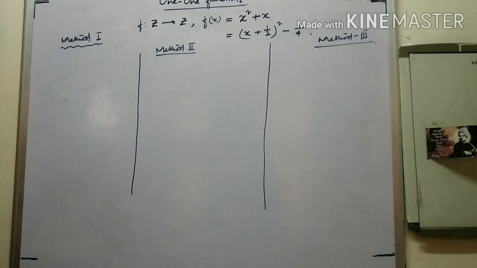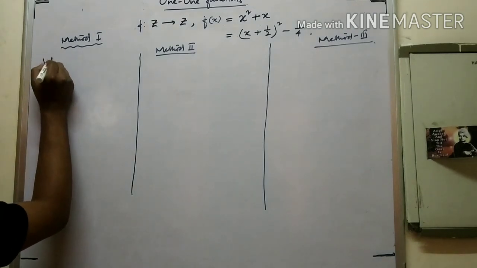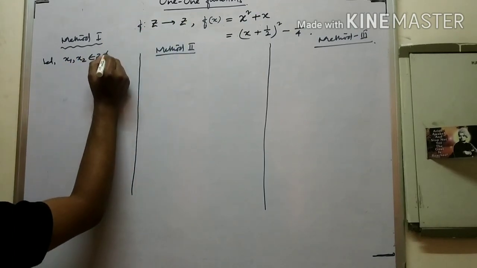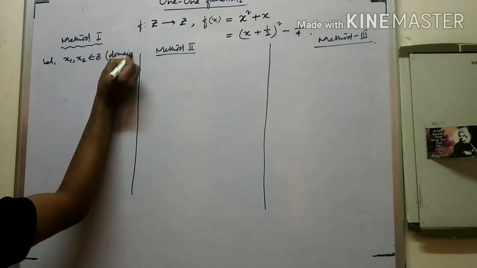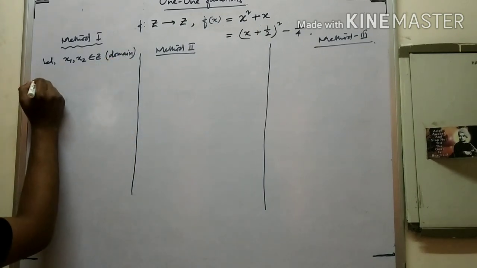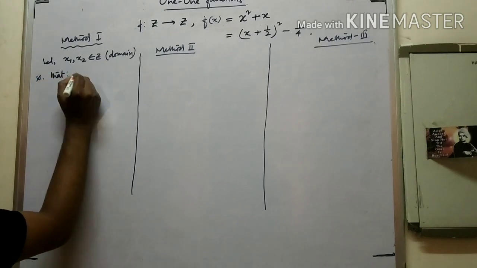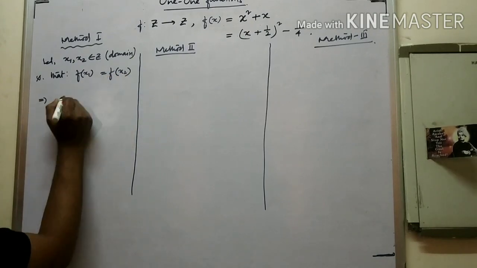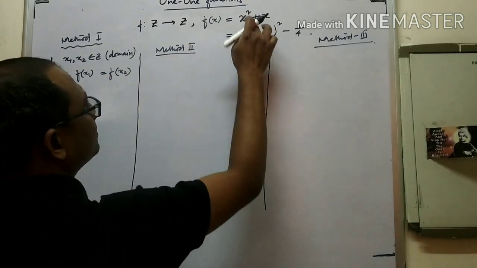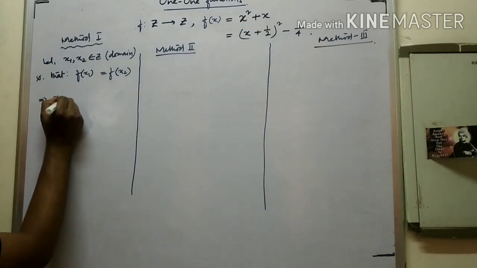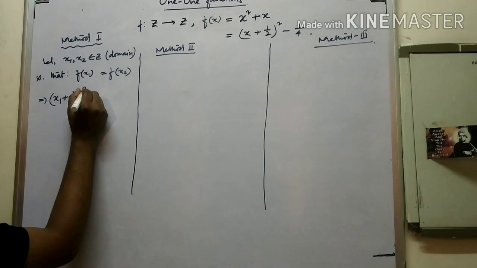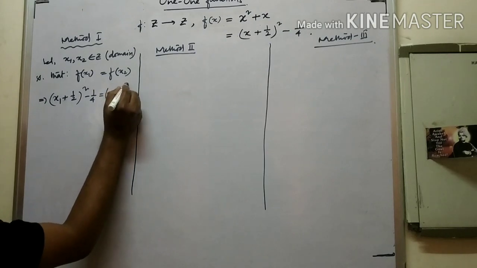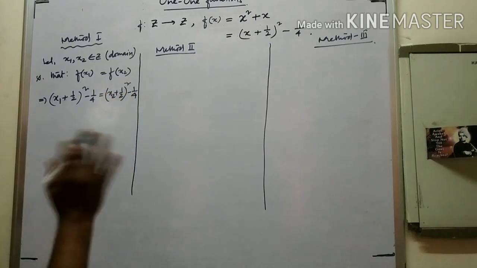So what will we do in method 1? Let x1, x2 belong to the domain. The domain is Z, both are in Z, such that f(x1) is equal to f(x2). So we'll be getting, you can write any one of these two, so I'm going to write this: (x1 plus half) whole square minus 1/4 is equal to (x2 plus half) whole square minus 1/4. Minus 1/4 cancels each other.